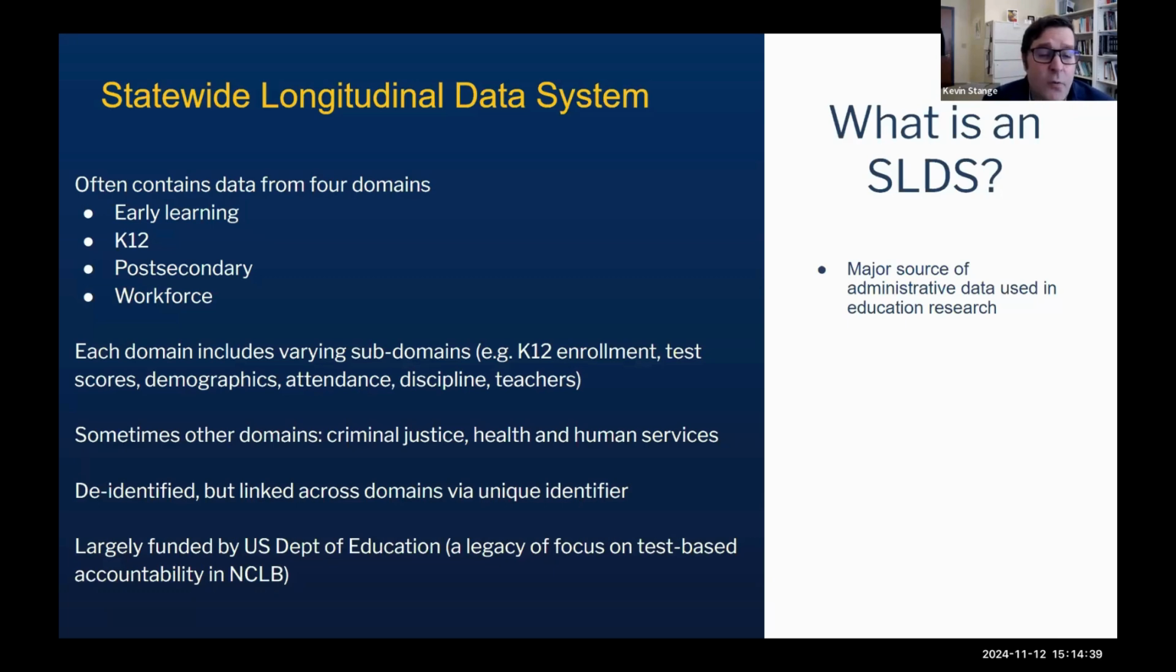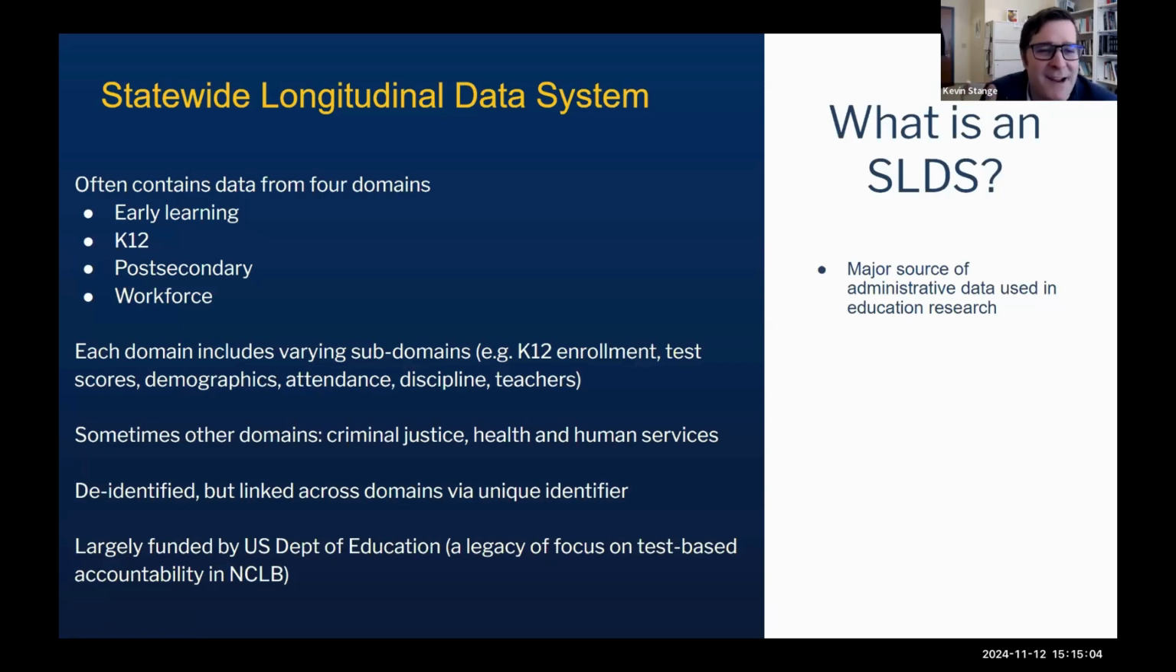The data is always de-identified in the sense that students will just have a number, right? You can't tell who's who because of privacy reasons, which we'll talk about a little bit later. But there's usually an identifier that you can link people across data and over time. Largely funded, though not exclusively, by a series of grant programs by the U.S. Department of Education.